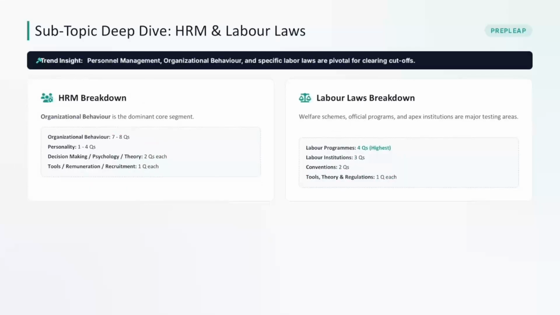When we go about the HRM, we had around 7 to 8 questions on organizational behavior, 4 questions on personalities, decision making and psychology had around 2 questions each, and tools, remuneration, and recruitment had 1 question each. Whereas when we talk about labor laws, more focus has been on labor programs, labor institutions, conventions, tools, theories, and regulations. So this gives you a clear insight into how we need to prepare for this exam.